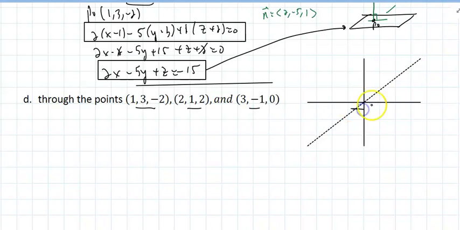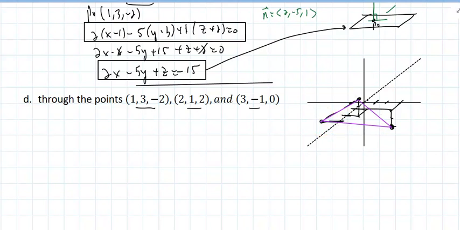The points are 1, 3, -2; 2, 1, 2; and 3, -1, 0. If you connect those, again, this is an infinite plane. This is just a piece of it. It gives you an idea of how the plane looked like. I need to find an equation of that.